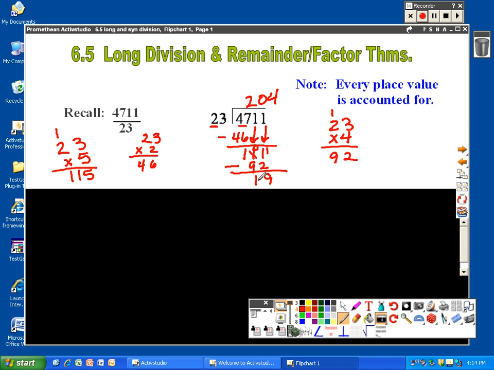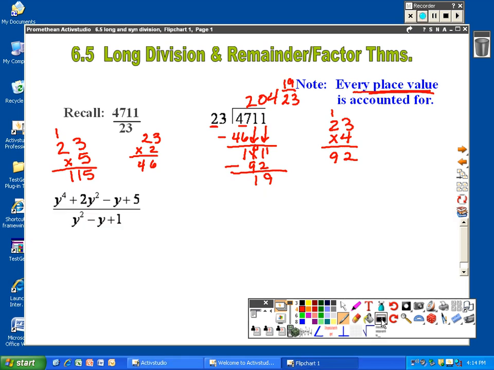But then as you got more sophisticated, you should have learned that it meant 'and 19/23.' And that is how you learn to long divide. When you use polynomials, you use that exact same process. Every place value needs to be accounted for. Just like here, I had to account for the units, the tens, the hundreds, and the thousands place. When I have polynomials, I must account for every polynomial place.